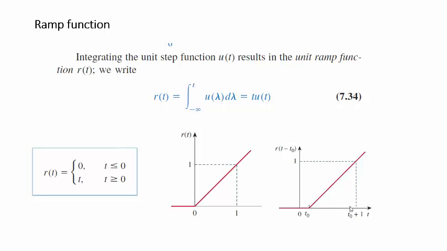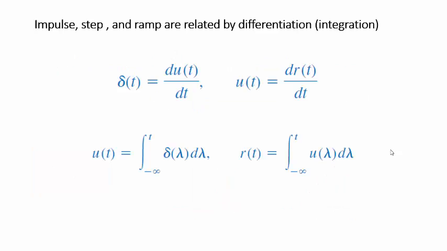You can also shift it in time, just like you can shift the step function around in time, or the impulse function around in time. So keep in mind that impulse, step, and ramp functions are all related by differentiation, which means they're also all related by integration. I have my impulse function here, which is the derivative of the step function. And I have a step function, which is the derivative of the ramp function.